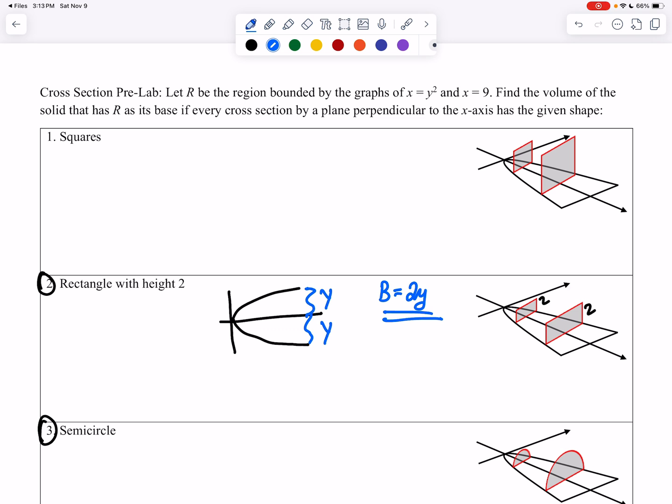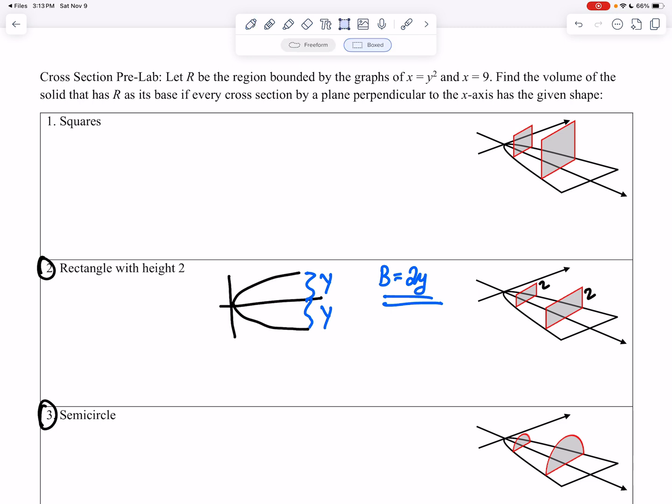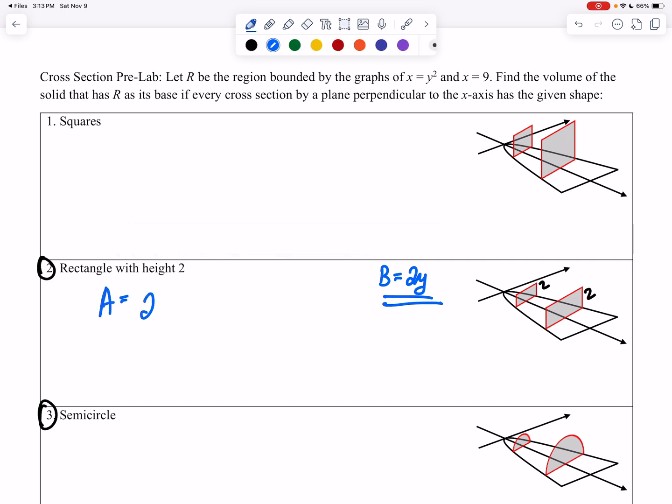So looking at number 2 here, where we have a rectangle with height of 2, you know that my area is just going to be 2 times b, or 2 times 2y, or 4y.